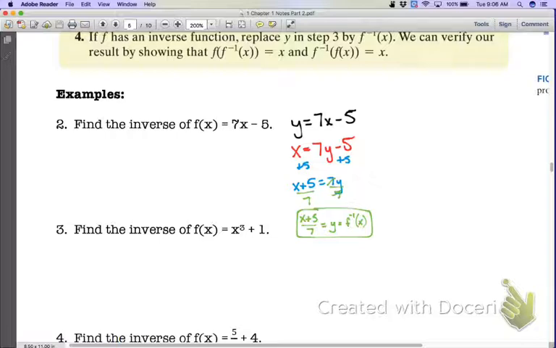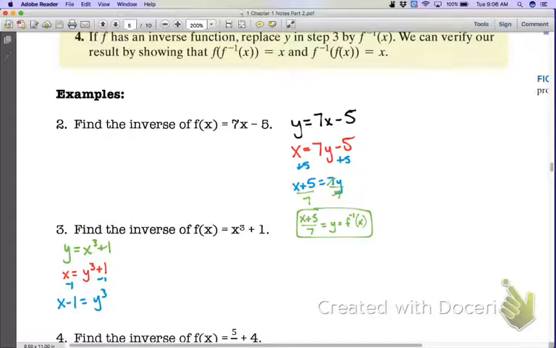Same way if it is f of x equals x to the third plus 1. Whenever we start off, we're going to have y equals x to the third plus 1. Switch the places, so I'm going to have x equals y to the third plus 1. Now just solve for y. So how am I going to get y by itself? What do I need to remove first from the right side? The 1. So subtract the 1 from both the left and the right and have x minus 1 equals y to the third.